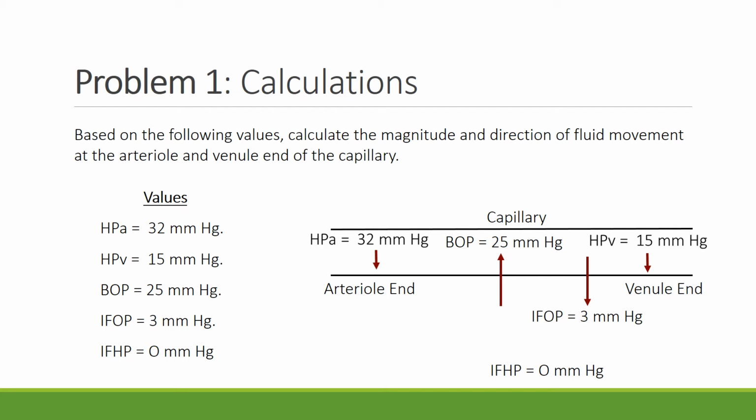The HPV is the hydrostatic pressure at the venual end. And again, it's a hydrostatic pressure, so it pushes outward and is generated from within the blood vessel. The BOP, or blood osmotic pressure, is 25 millimeters of mercury. And because there are many particles in the blood, these particles tend to draw water toward them, so it's a pulling movement. The IFOP, or interstitial fluid osmotic potential, is due to the presence of solutes in the interstitial fluid. And again, it's a pulling pressure. The IFHP is interstitial fluid hydrostatic pressure, and there is none, so the value is 0.